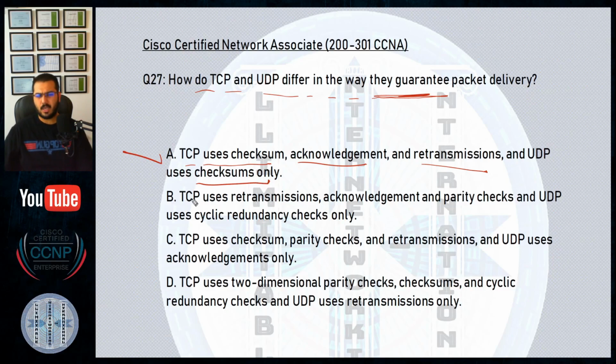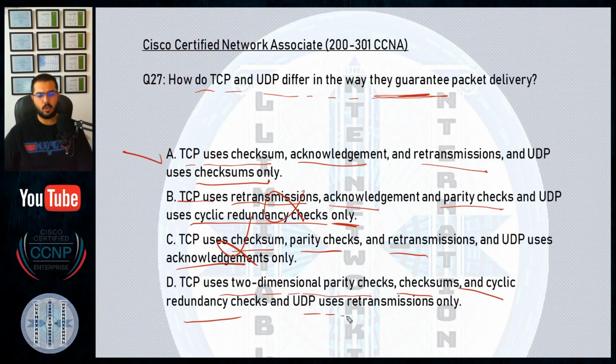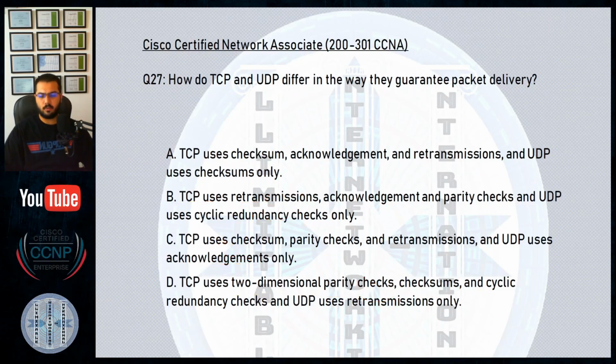So A is correct. TCP, I'm sorry, uses the retransmission, acknowledgement and parity checks, while UDP uses the CRC only. No. TCP uses checksum, parity checks, retransmission, while UDP uses acknowledgement. UDP does not acknowledge, UDP does not guarantee, UDP does not retransmit. So TCP uses two-dimensional parity checks, checksums, and CRC, while UDP uses retransmissions. UDP does not retransmit. So I will have to choose A only for this question.